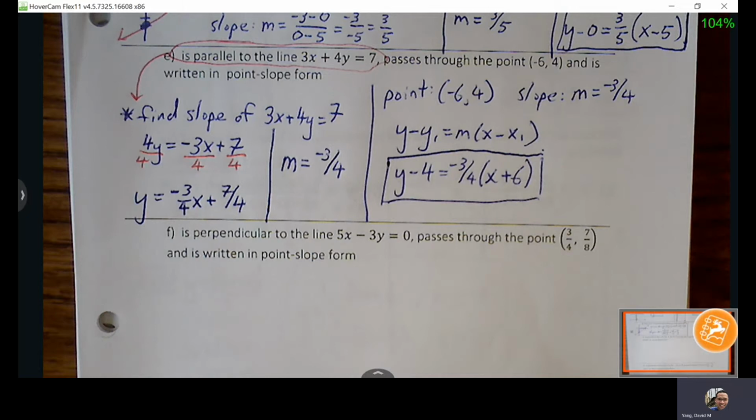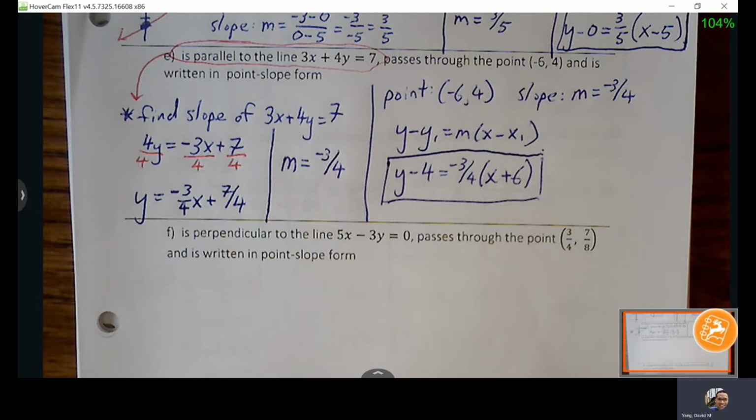Okay, let's read F. We want a line that is perpendicular to the line 5x minus 3y equals 0, passes through the point 3, 4, 7, 8, and written in point slope form. Okay, what's different about the directions here? Perpendicular. So we're still going to go through similar steps. It's just that whatever slope we get, we're going to have to do what with it? Yeah, opposite reciprocal. Good.